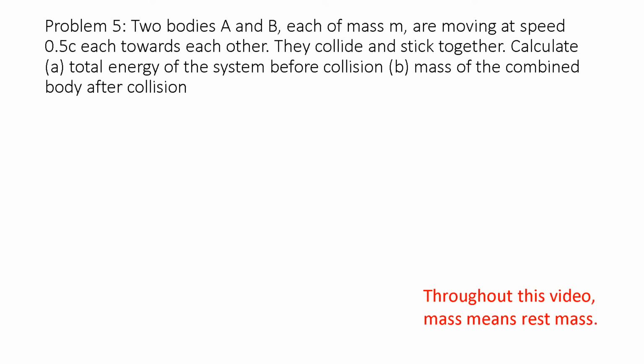Problem 5. Two bodies A and B, each of mass m, are moving at a speed of 0.5 c each towards each other. They collide and stick together. Calculate part A, total energy of the system before collision, and part B, mass of the combined body after collision. Pause the video, try to solve both parts A and B, and then proceed.